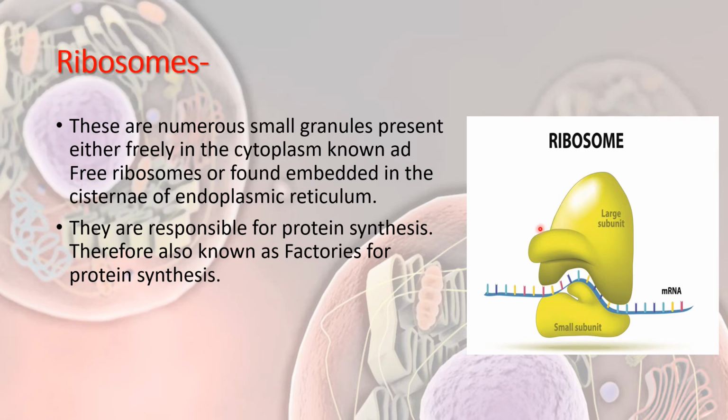RNA stands for ribonucleic acid. Structurally, it is composed of two subunits. The first is the large subunit and the second is the small subunit. In the case of eukaryotic cells, the large subunit is 60S and the small subunit is 40S, where S stands for Svedberg unit. These are responsible for protein synthesis, therefore also known as factories for protein synthesis.